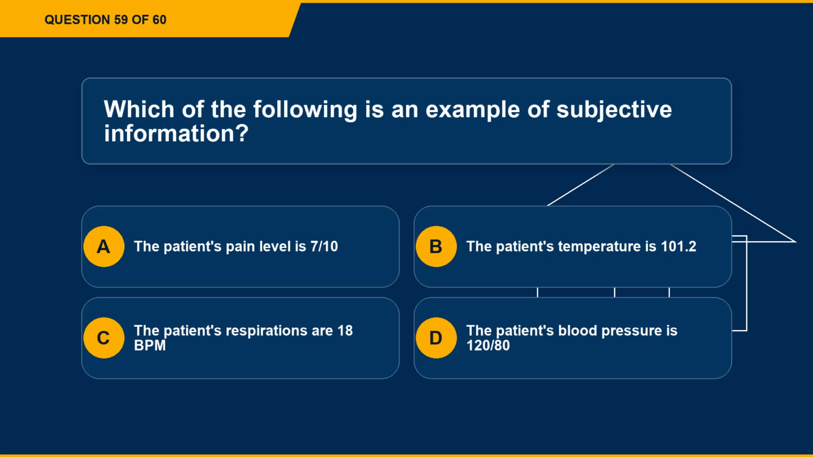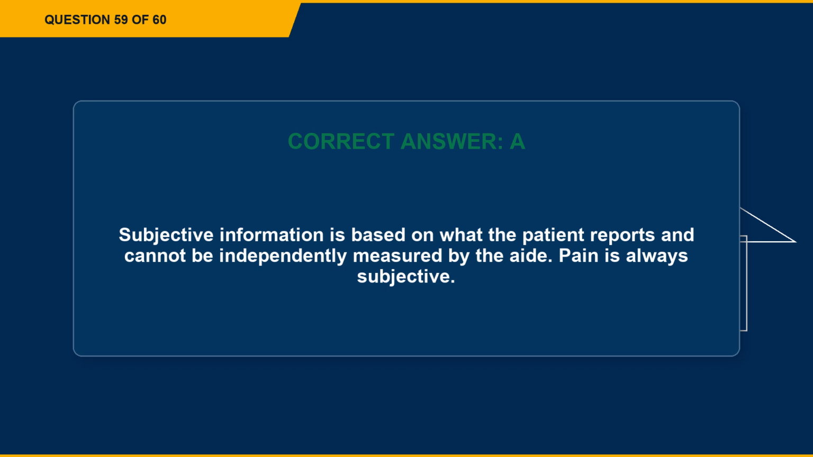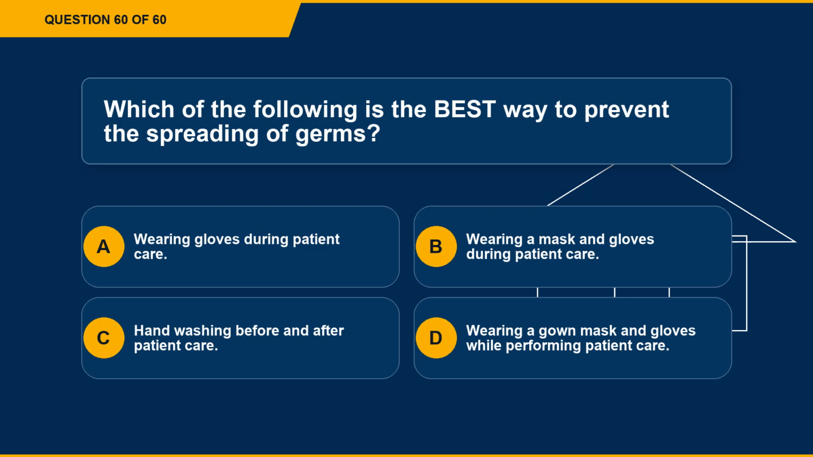Question 59. Which of the following is an example of subjective information? Option A, the patient's pain level is 7/10. Option B, the patient's temperature is 101.2. Option C, the patient's respirations are 18 breaths per minute. Option D, the patient's blood pressure is 120/80. The correct answer is option A, the patient's pain level is 7/10. Explanation: subjective information is based on what the patient reports and cannot be independently measured by the aide. Pain is always subjective.